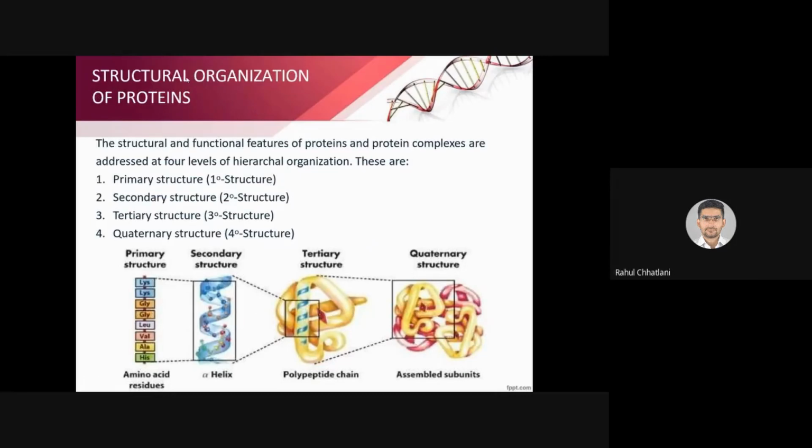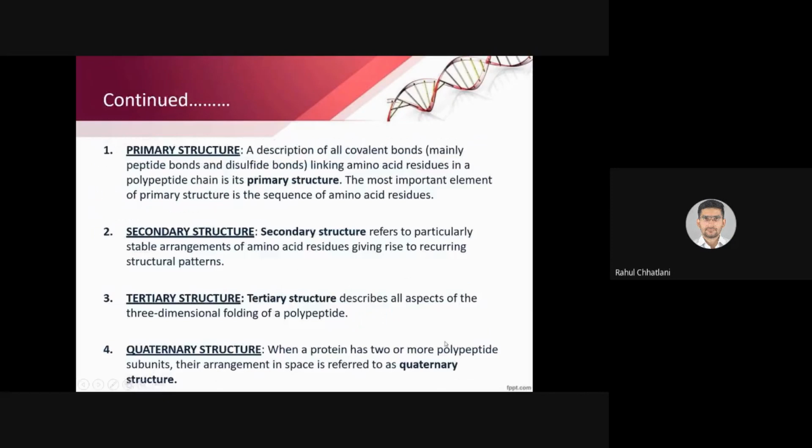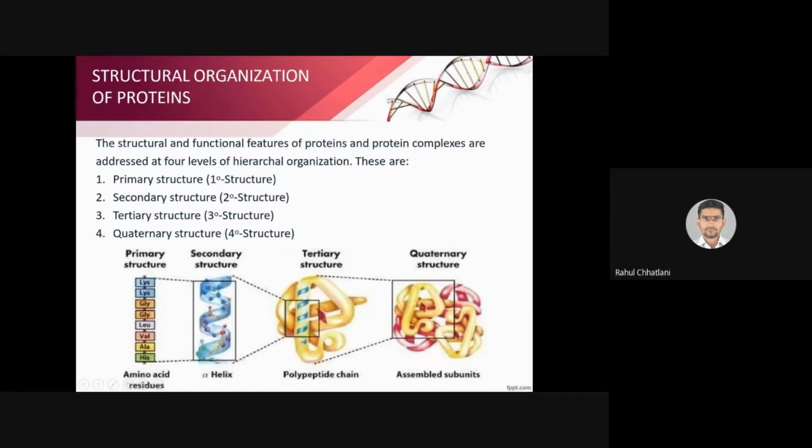Moving forward, we'll discuss the structural organization of proteins. There are 4 main structural organizations. Structural and functional features of proteins and protein complexes are addressed in a 4-level hierarchical organization. When you see a protein, a complex structure, it will look something like this. If you see a small portion of it, if you break it down, it will look something like this. Again, if you focus on a very small portion of this, it will be something like this, and lastly it will be something like this.